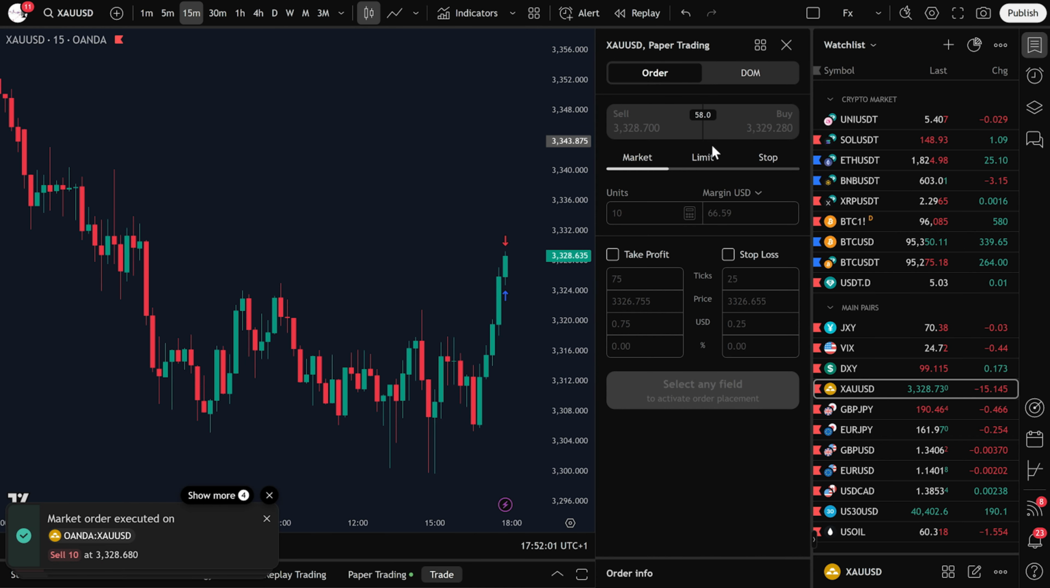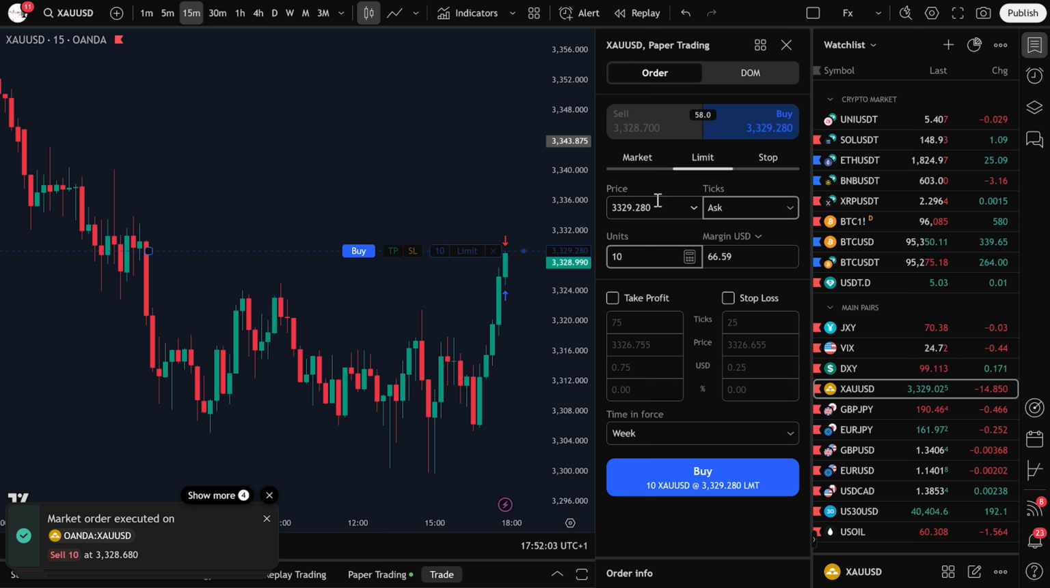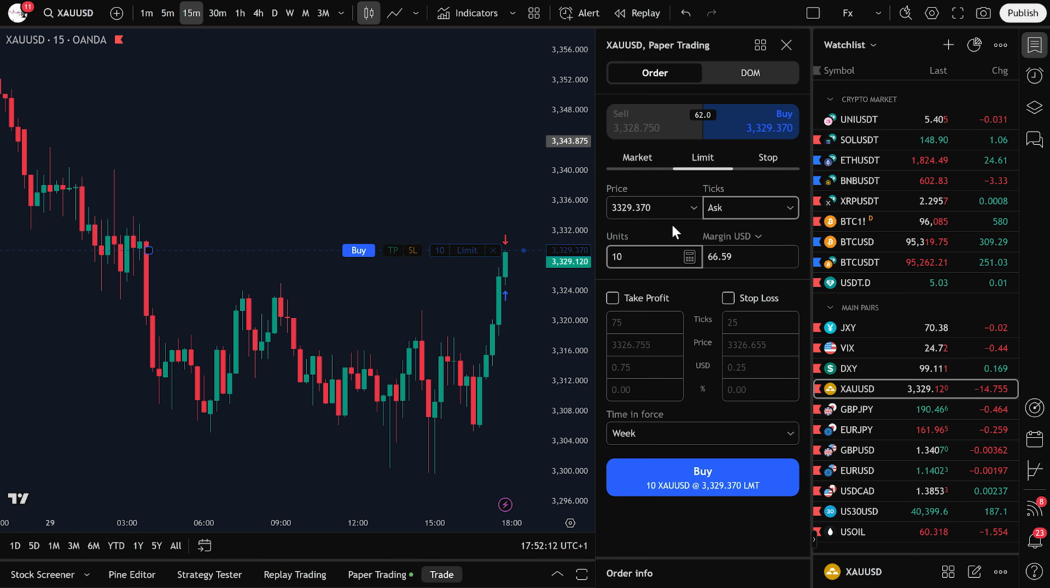Now, let's talk about limit orders. A limit order is a type of order where you choose the exact price you want to buy or sell, instead of buying immediately at the current price. For example, let's say you want to buy gold when the price drops down to 3,320. You simply enter 3,320 in the price field.